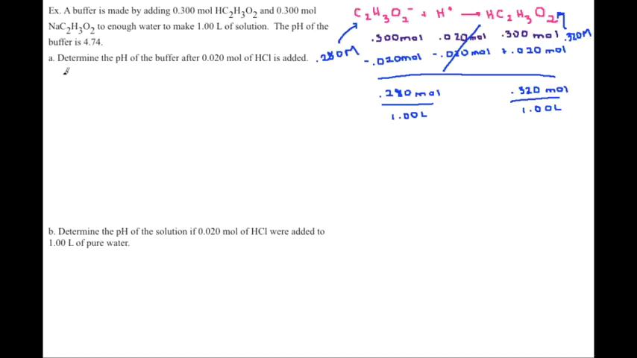So there are two ways that I can solve this problem. I can use an ice chart, or I can simply use the Henderson-Hasselbalch equation. Remember, the Henderson-Hasselbalch equation is pH equals pKa plus the log of the concentration of the base divided by the concentration of the acid.